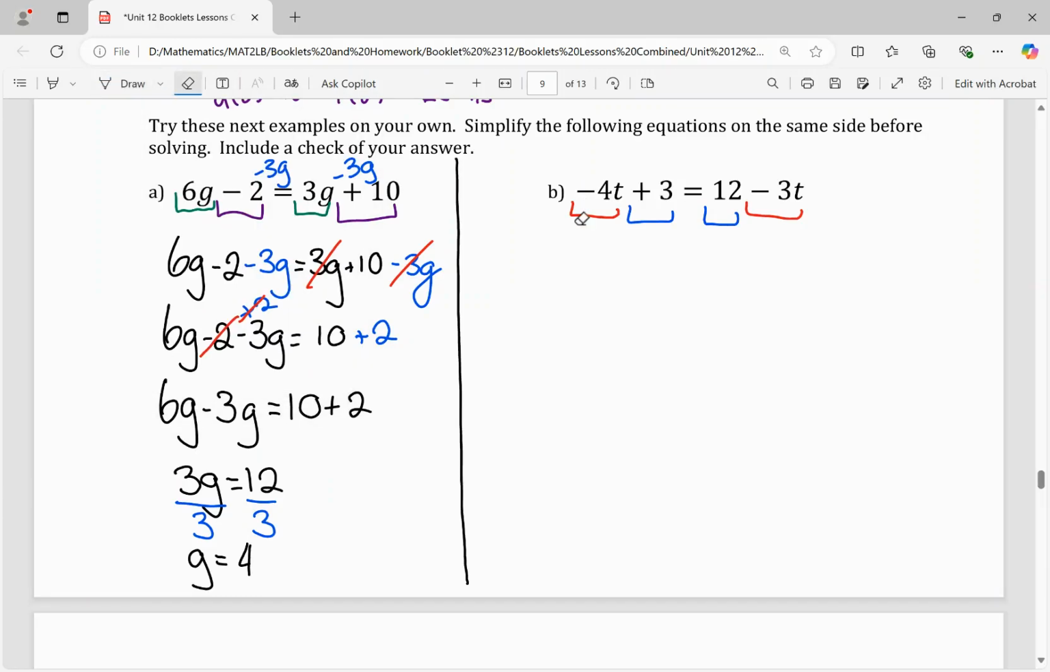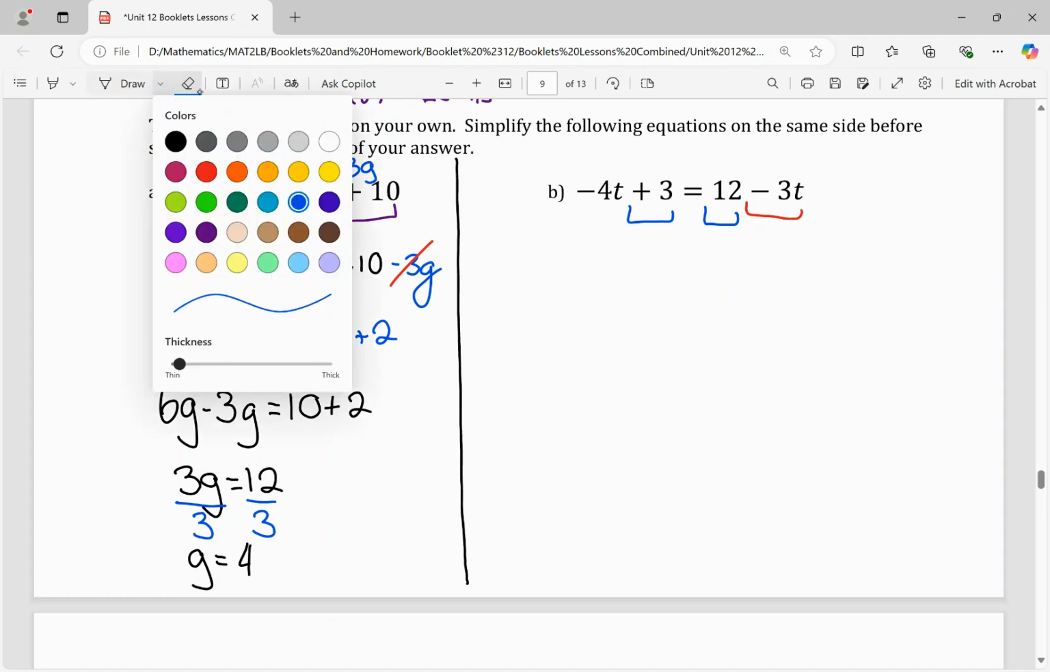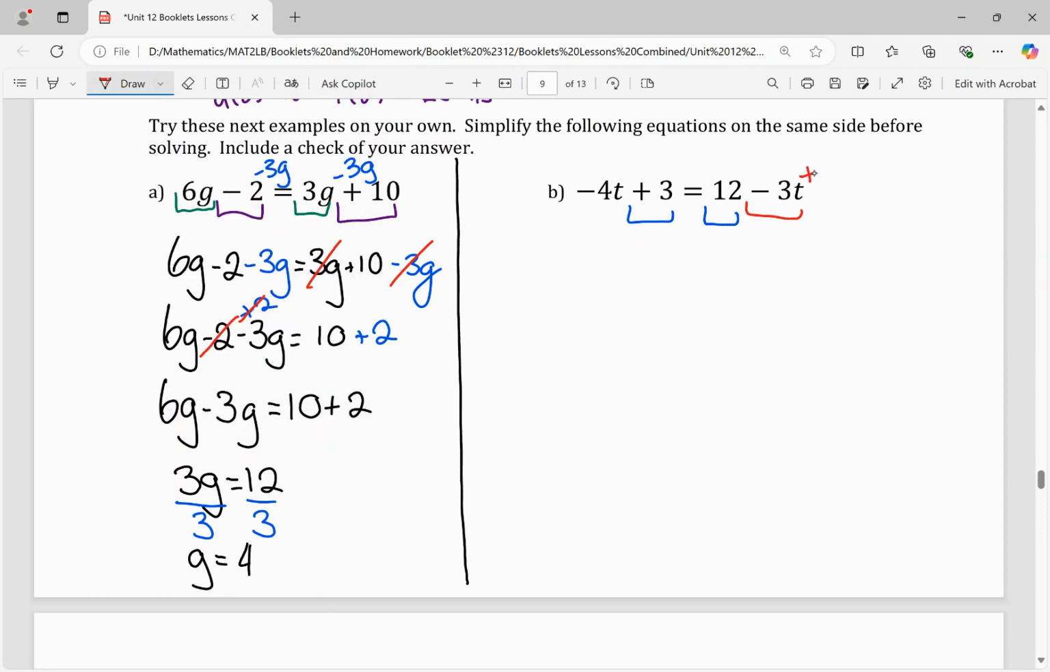Okay. First of all, this negative 3t, we need to get rid of it. We need to move it to the left-hand side of the equal sign. So I'm going to do the opposite. The opposite of subtracting 3t is adding 3t. So I'm going to add 3t to the right, and I'm going to add 3t to the left.